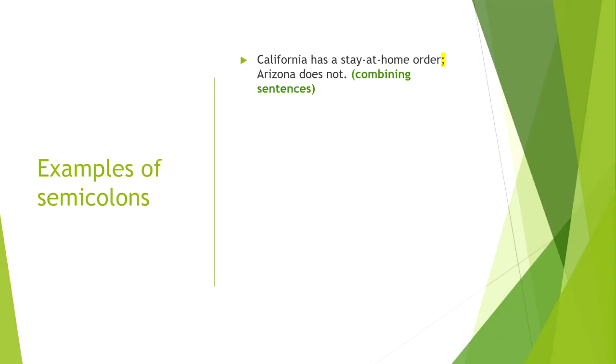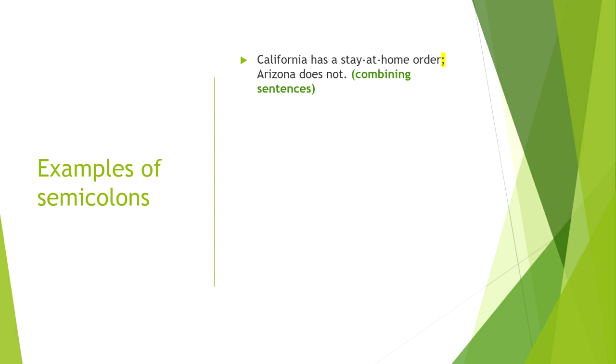So: California has a stay-at-home order; Arizona does not. So that's combining sentences. Both of those are complete sentences on both sides of the semicolon, and rather than using something like a comma, but Arizona does not, if you wanted them to be just elided together like that, you can use a semicolon instead of the comma and conjunction. Now, you want to use those very sparingly, if at all. Okay, you don't want those all through your paper. So just use them when you really have something that you want to combine because it's so closely related.